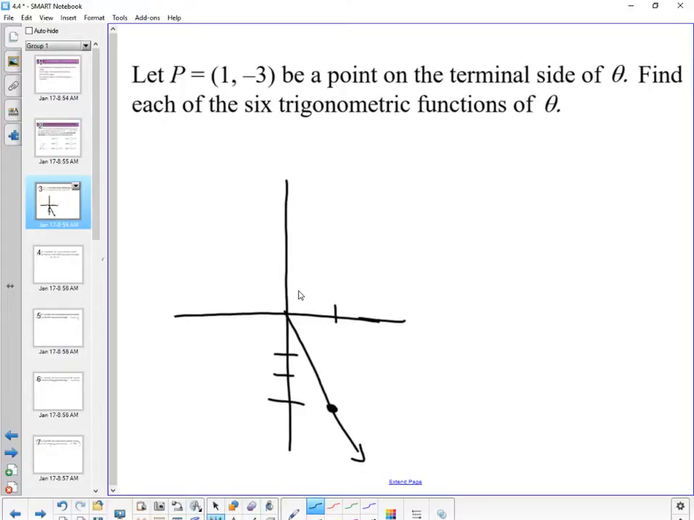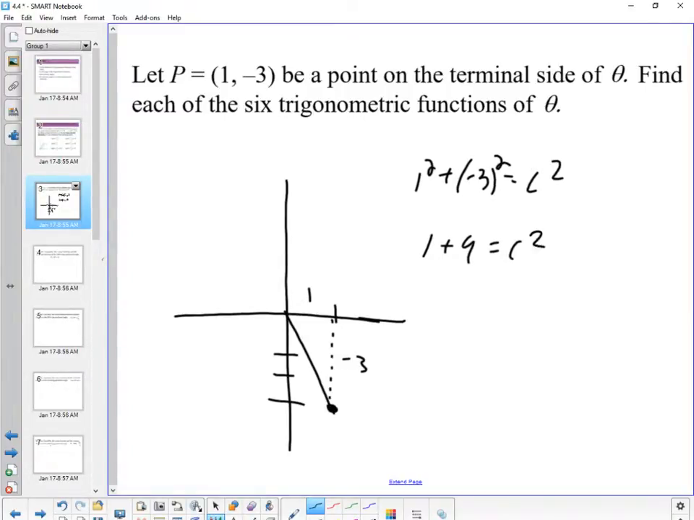Okay? So, let me get rid of that. What do I need to do to create my triangle? Come back to the x, right? So I'm going to come back up. There it is. That means this is 1 and this is negative 3. I can use the Pythagorean theorem to find the hypotenuse, correct? That would be 1 squared plus negative 3 squared equals c squared. 1 plus 9 is equal to c squared. So c is going to be the square root of 10, correct? All right, so I've got all 3 there.